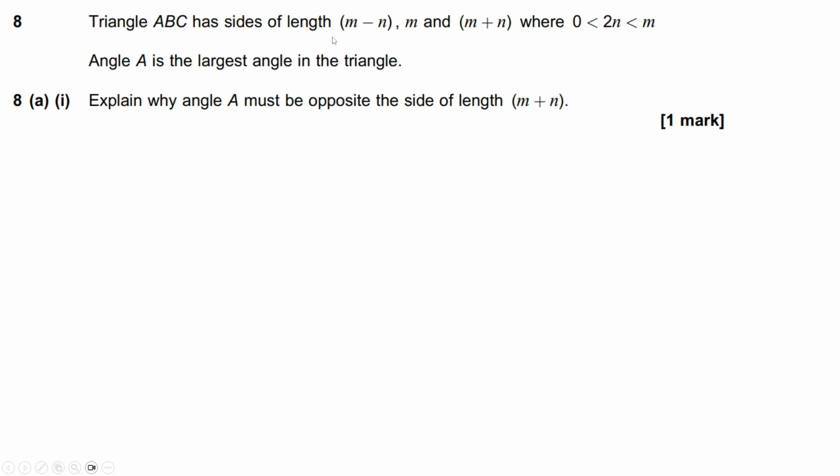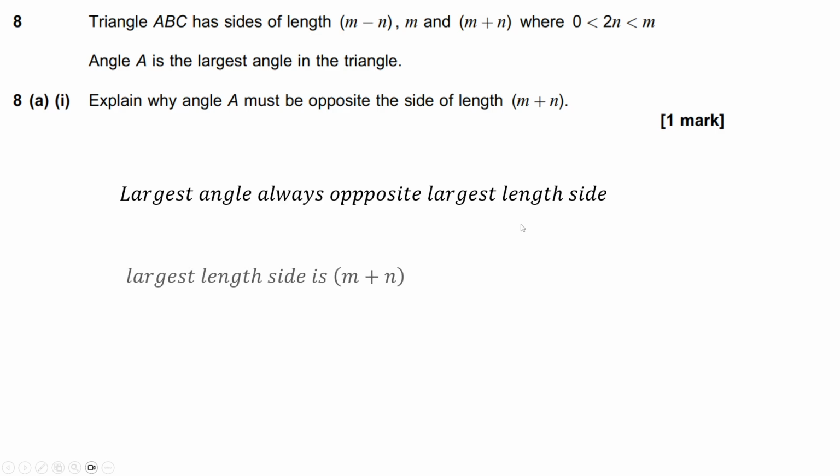Triangle ABC has sides of length m minus n, m and m plus n, where you really don't need to worry about this. This is just to make sure it's actually possible. Explain why angle A must be opposite the side of length m plus n. Well, m plus n is going to be the largest length because you're not going to have any negative lengths, and you're not going to have m or n equal to 0. Therefore, m plus n is actually the largest length, and the largest angle is opposite the largest length.